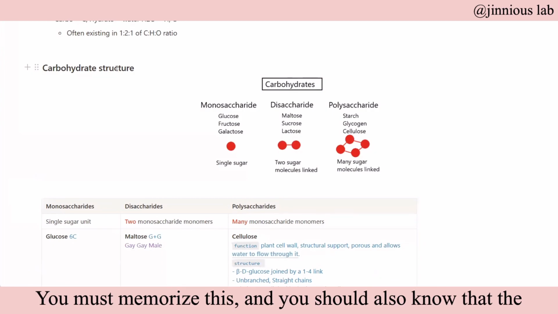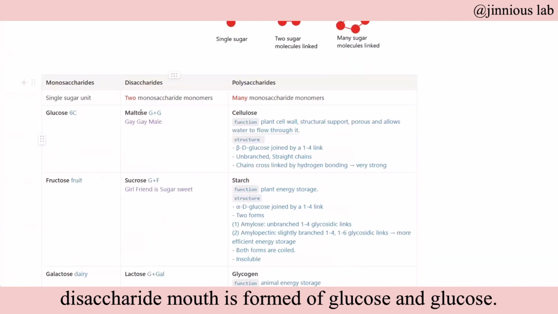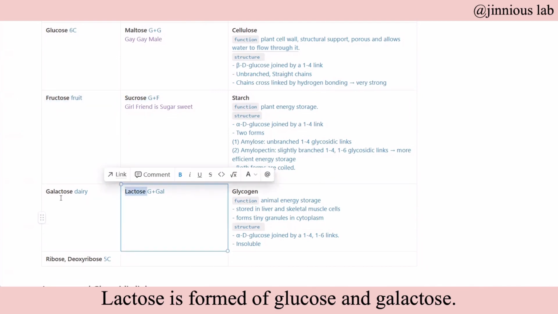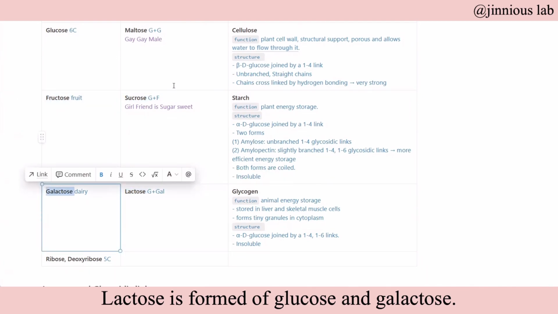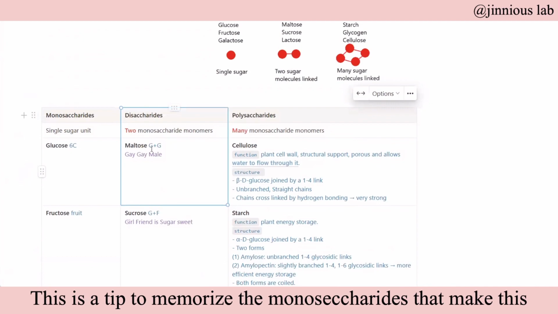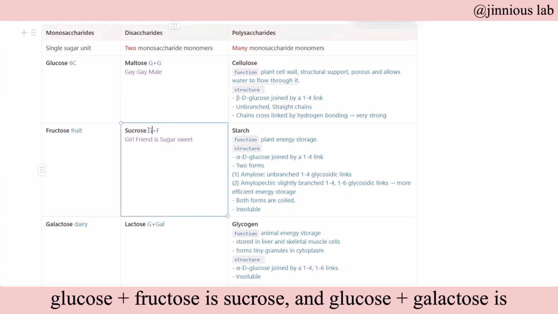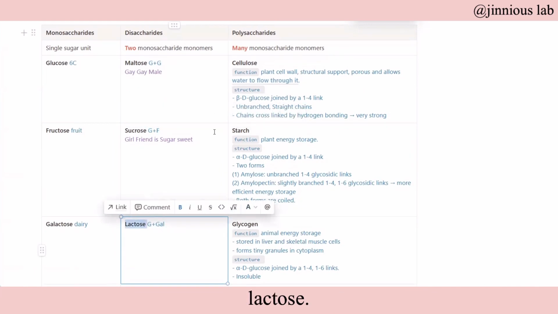You must memorize this, and you should also know that the disaccharide maltose is formed of glucose and glucose, sucrose is formed of glucose and fructose, and lactose is formed of glucose and galactose. This is a tip to memorize the monosaccharides that make each disaccharide, which is G plus G: glucose plus glucose is maltose, glucose plus fructose is sucrose, and glucose plus galactose is lactose.